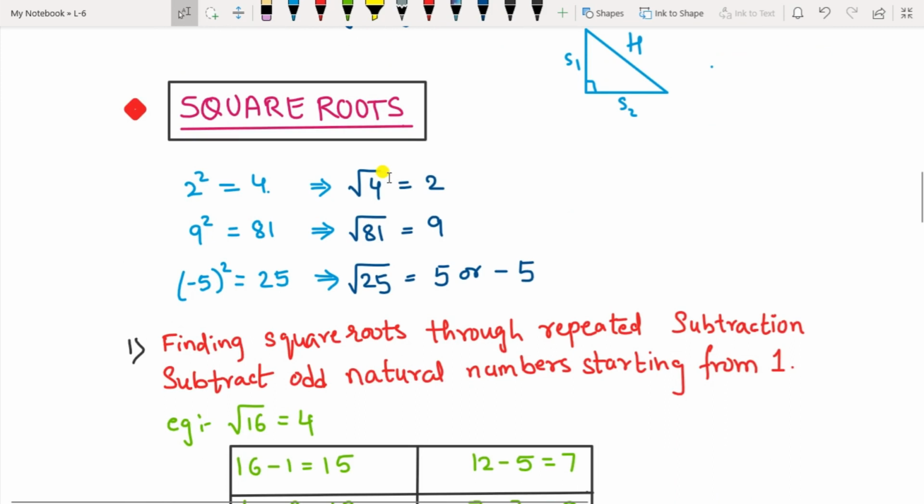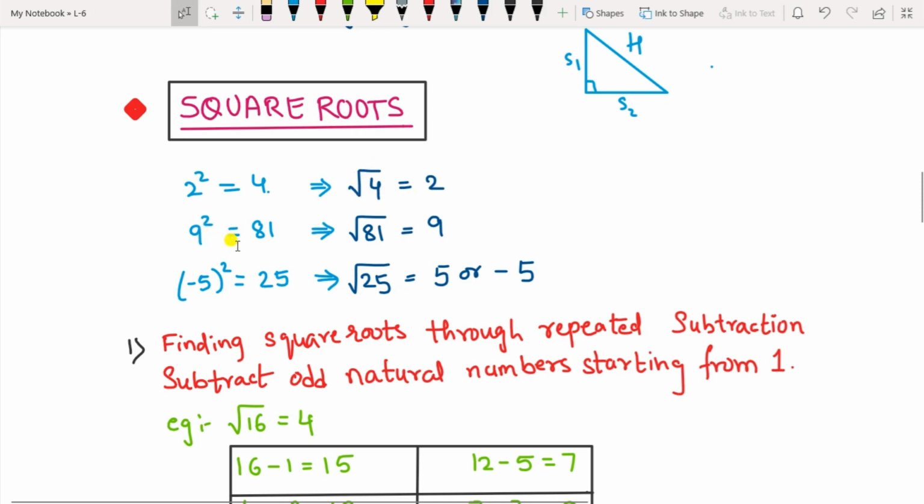Okay, the next topic is square roots. Till now you have seen the square of a number, that is, multiplying the same number twice is called the square of that number. Now you have to write the root. So the inverse of square is square root. For example, 2 square means 4. So under root of 4, or the square root of 4, equals 2.